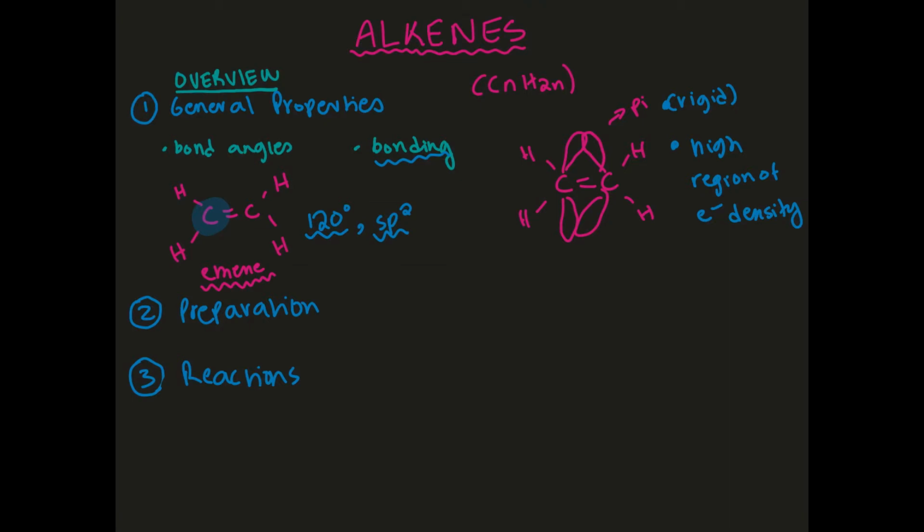So now let's discuss hybridization. In this case, when you're forming this carbon-carbon double bond, two p orbitals are going to overlap with each other and they're going to form a pi bond. In this case, the pi bond is very rigid, which leads to hindered rotation, and it's also a high region of electron density, which we're going to be discussing more during reactions.